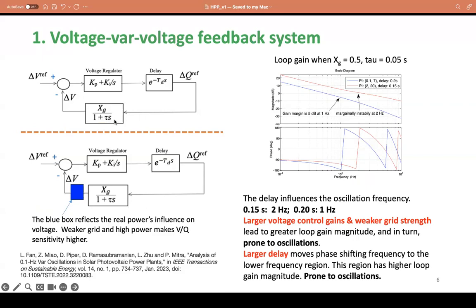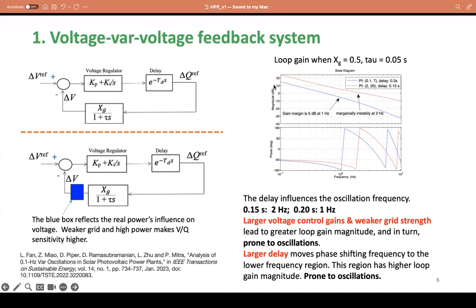through a low pass filter, 1 divided by 1 plus Ts, to consider its delay, like a control. But then this injected reactive power, of course, will influence the POI voltage. And the influence is related to the grid strength. If the grid impedance XG is large, meaning the grid is weak, then that's the equivalent impedance, XG. So that's the relationship. Therefore, it's a very simple feedback loop that we can think about.